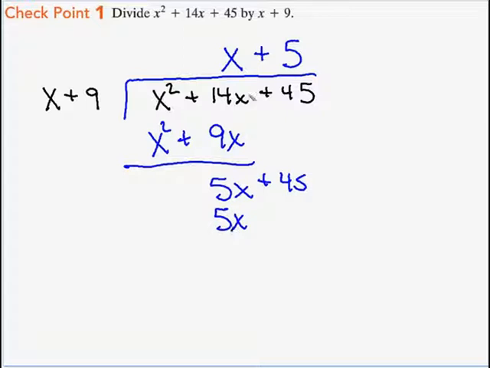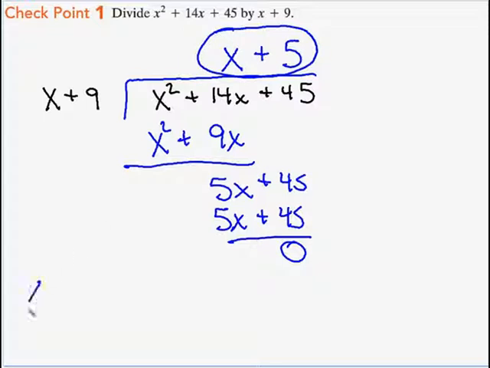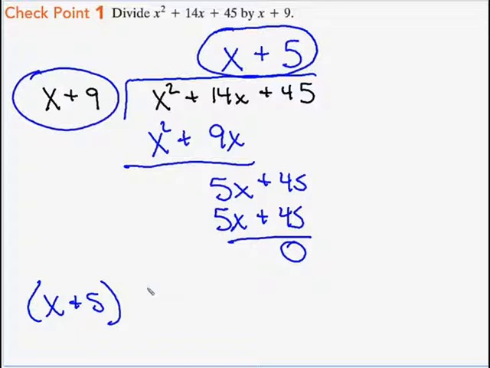5 times x is 5x. 5 times 9 is 45. 0 remainder. So now we have 2 factors, and another way to look at this is x plus 5 times x plus 9.